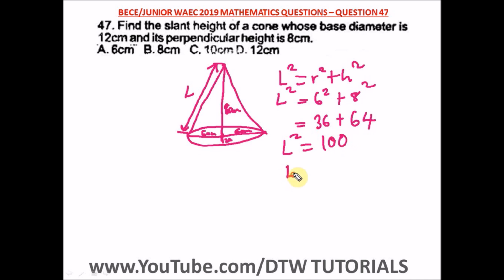To find the value of L alone, we have to square root 100. So what's the square root of 100? The square root of 100 is 10. So L is equal to 10. Our slant height is 10 centimeter. So our right option here is option C, which is 10 centimeter.